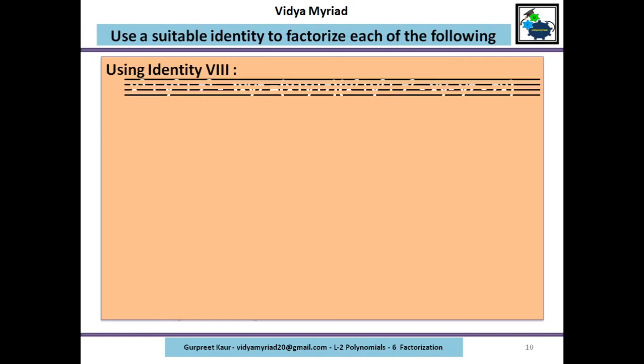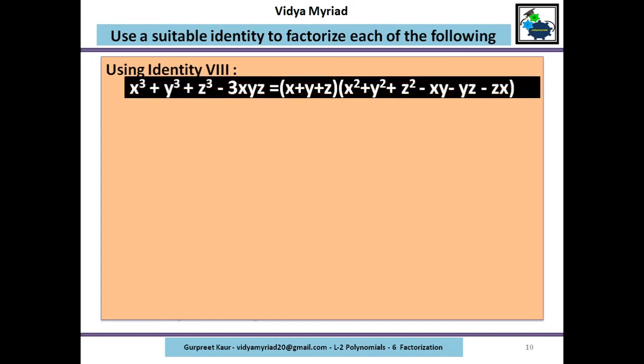Next, using identity 8. Now it is a very big expression, so you need to practice for this. That is x cube plus y cube plus z cube minus 3xyz. It is in the formula (x plus y plus z)(x square plus y square plus z square minus xy minus yz minus zx). So my students, whenever you have a minus sign, you need to be very careful. So be alert while writing the identity.